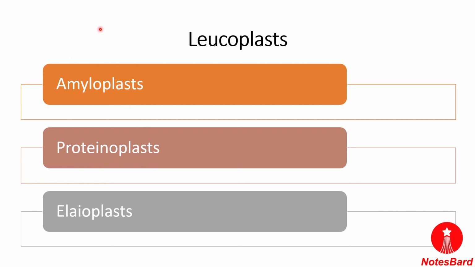First we will talk about amyloplast. Amyloplasts are the largest among all three, and they store and synthesize starch. Now proteinoplasts help in storing proteins when a plant needs them, and are typically found in seeds. Elaioplasts help in the storing of fats and oils that are needed by the plants. So these are the three types of leucoplasts and their details.